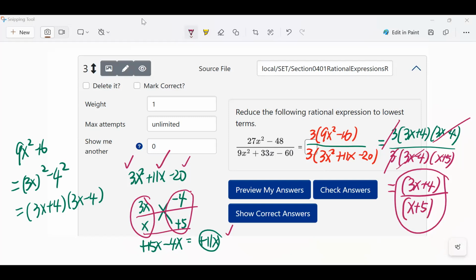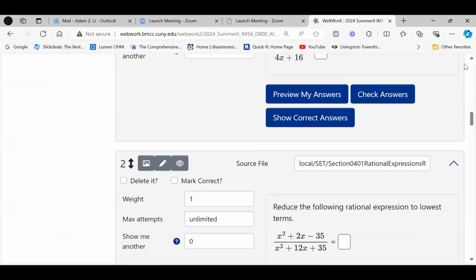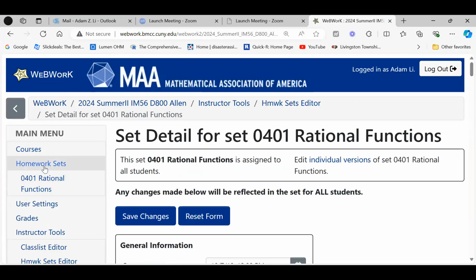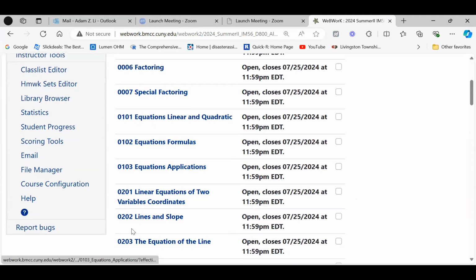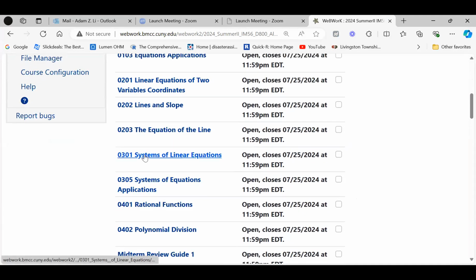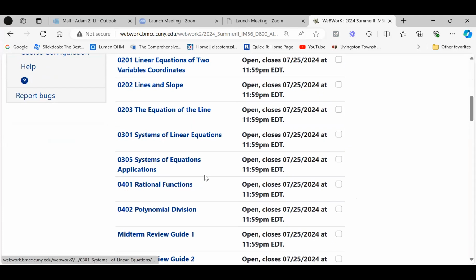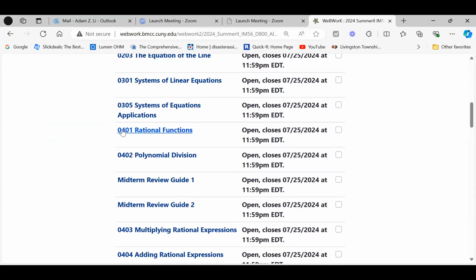So do you guys have any question about this? Okay, so all your homework assignments, right? I already made it possible. I actually assigned all of this over last Friday. So everything is here. And then your midterm is based on all these questions from the homework assignments. And we are on this right here, chapter 4, 4.1 rational function.